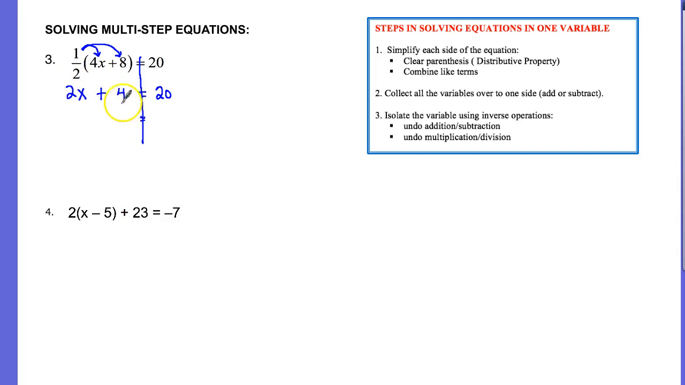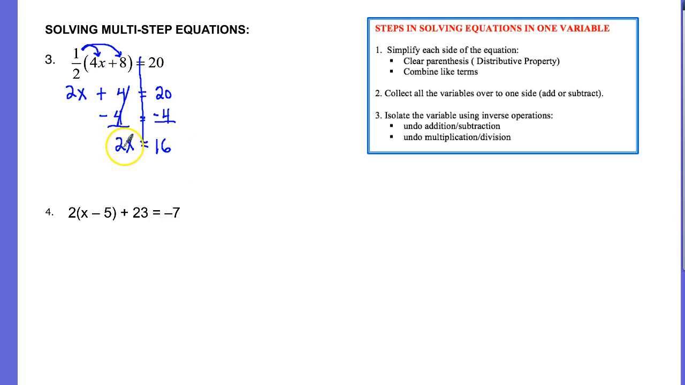So first, you have to undo addition. So you will subtract 4 from both sides. So on the left side, 4 minus 4, that's gone. You only have 2x. And then 20 minus 4, that is 16. Now you have 2x equals 16.